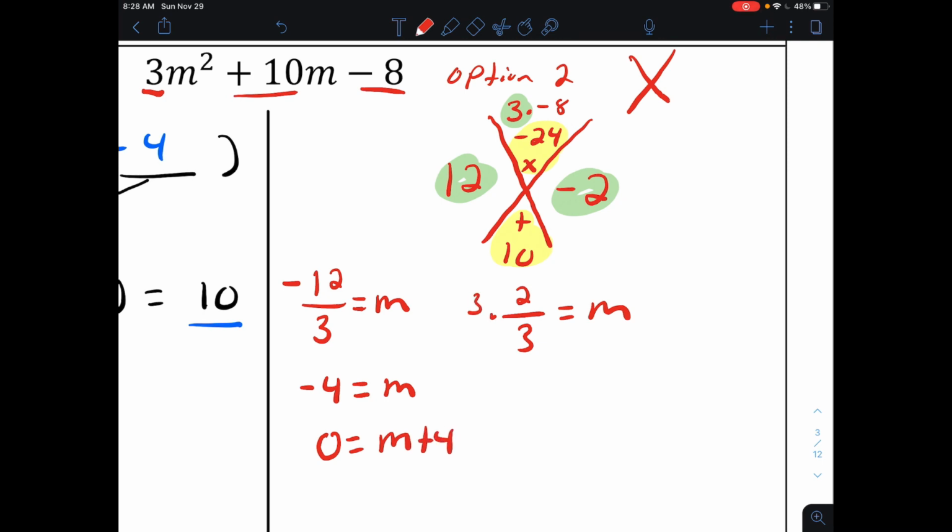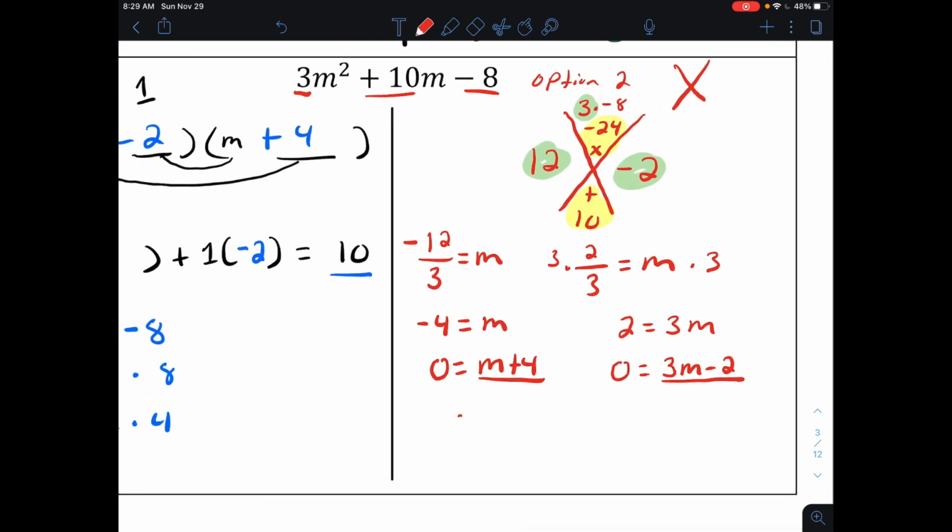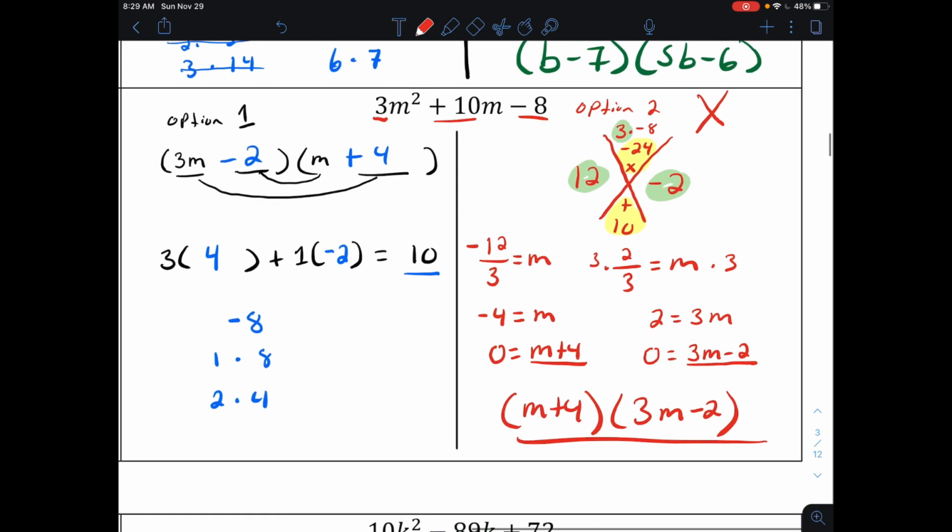And then if we have a fraction, we multiply by the denominator, and that's going to give me 2 is equal to 3m, and then we subtract that 2 to the other side. That gives me 0 is equal to 3m minus 2. What you have here are the numbers that go inside of your parentheses, or the factors, and we have m plus 4 times 3m minus 2. And that's the same as what we got doing the guess and check method. Remember, the order is a little different, but multiplication is commutative, so the order of the factors doesn't matter.